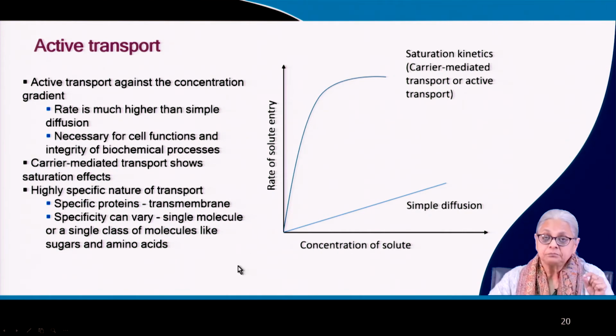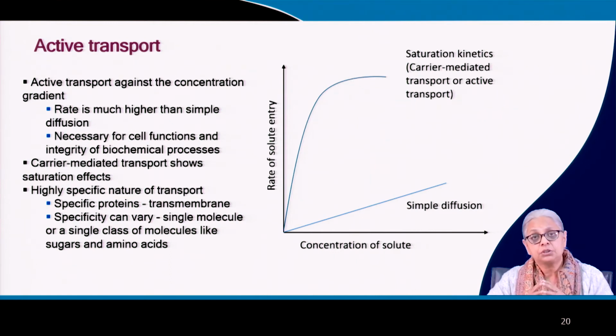A big point over here is that each type of molecule or group of molecules has to have specific proteins. You can't have one protein doing all the work. So the cell has any number of different types of proteins which will mediate the transport of different groups of molecules or even single molecules like water.